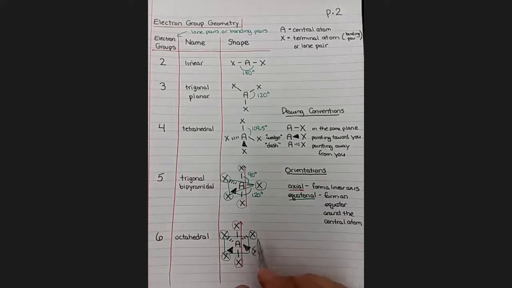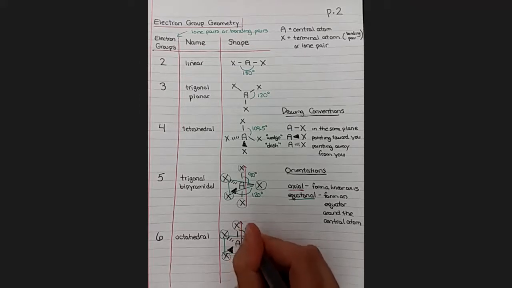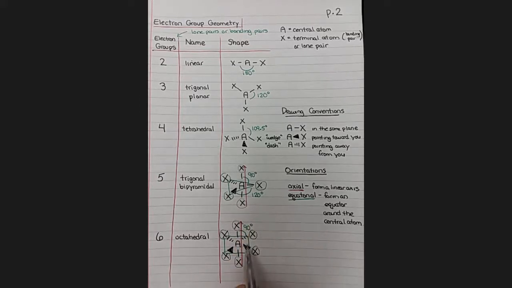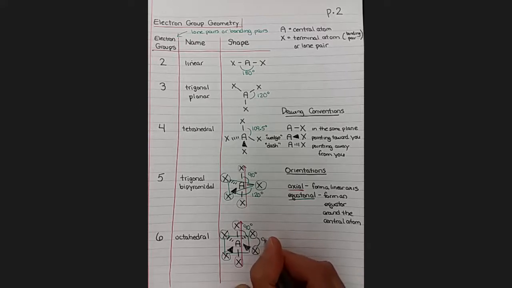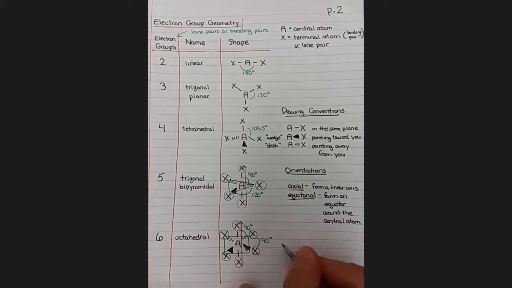And as in the previous picture, the angle between each axial and equatorial atom is 90 degrees. But because our plane, our equator, is a square this time, the angle between each of the equatorial atoms is also 90 degrees.